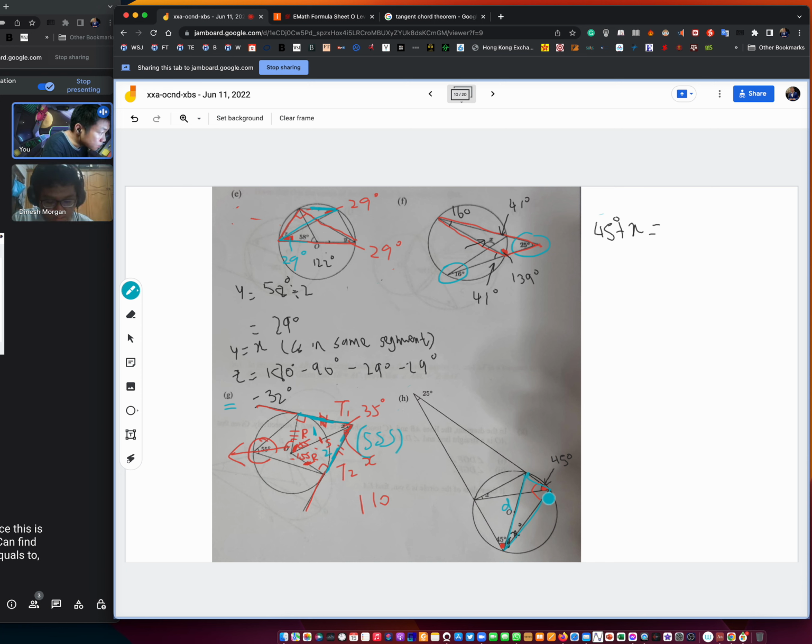I think you can get this one also, because they add up to 90. This blue one. Yeah, it's 45, right? Okay, good. Yeah. Continue.